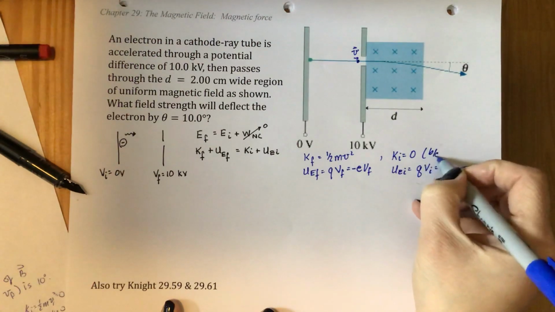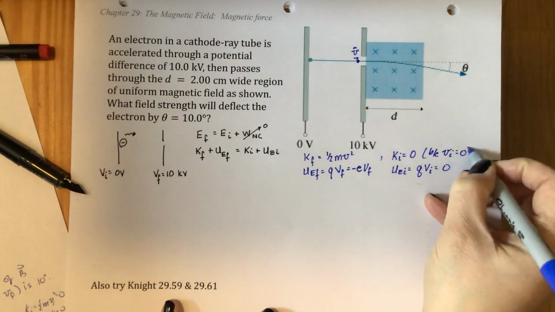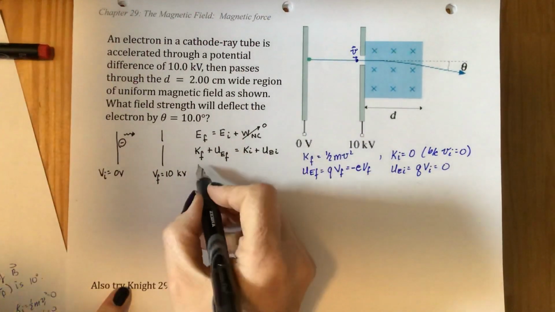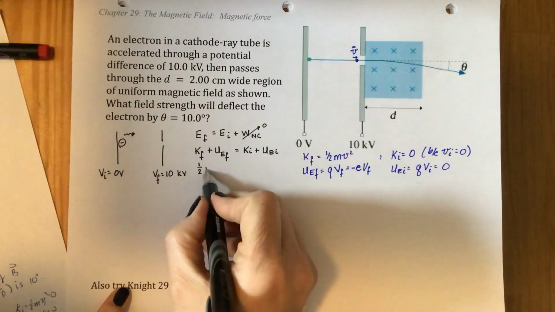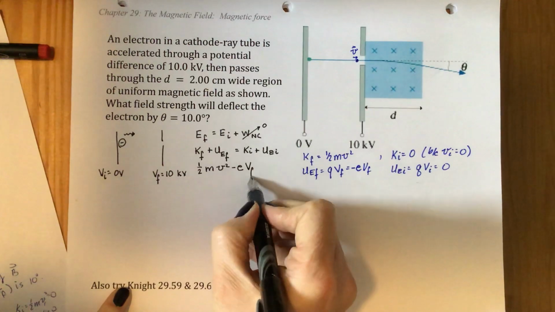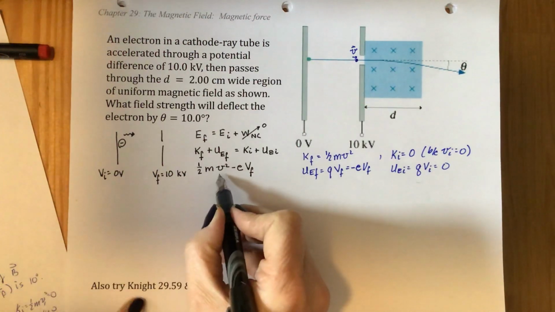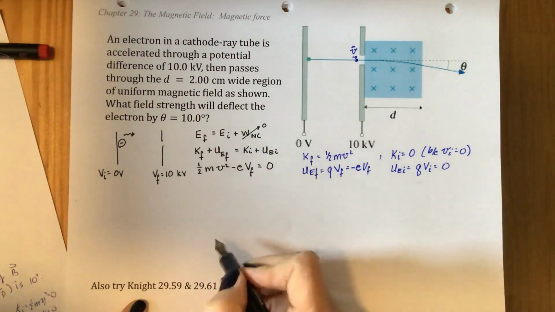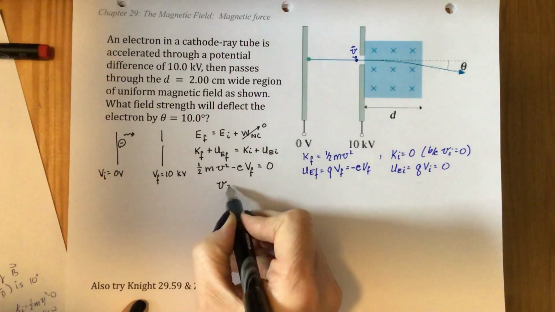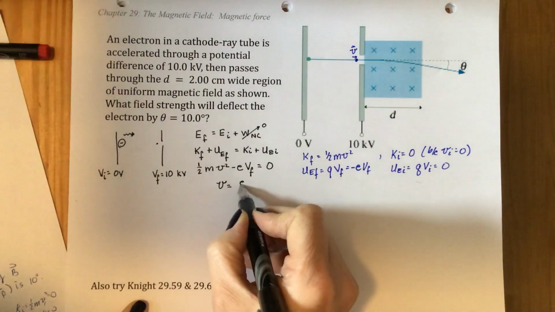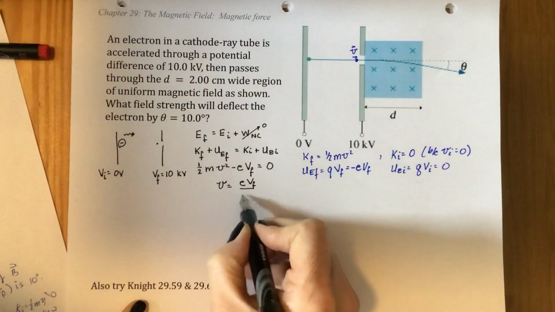So let's put these things in over here, see if we can find that speed. So 1/2 times m times v squared minus e times V_f. Trying to be careful with my v's here. This little one is for speed, this big one is for potential. Equals 0 plus 0 equals 0. So the speed when it's at this point right here is equal to e times final potential over 1/2 times m. Take the square root.